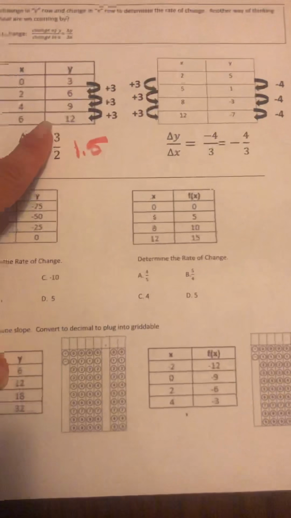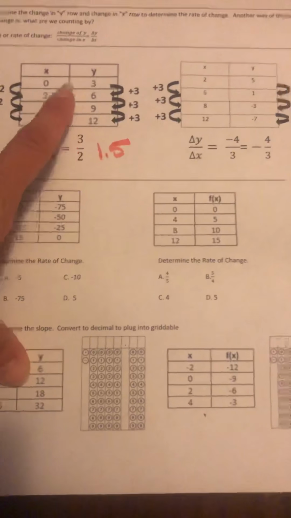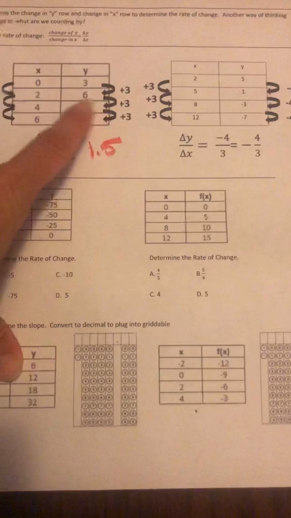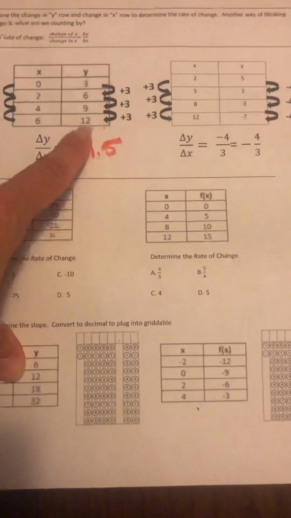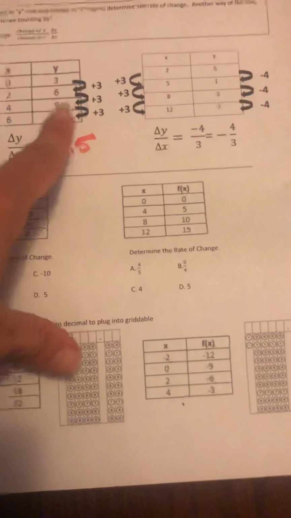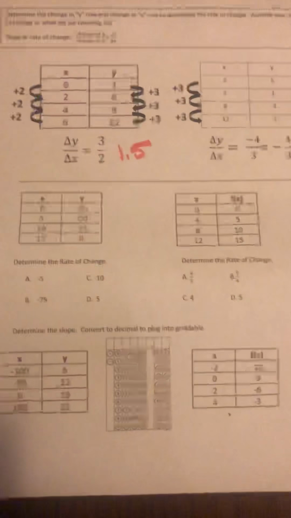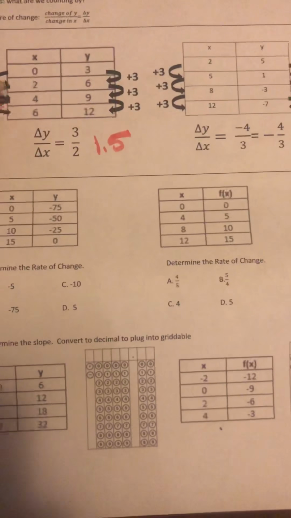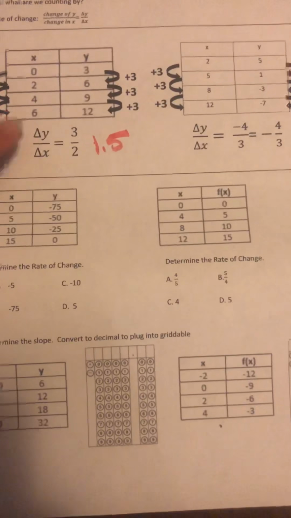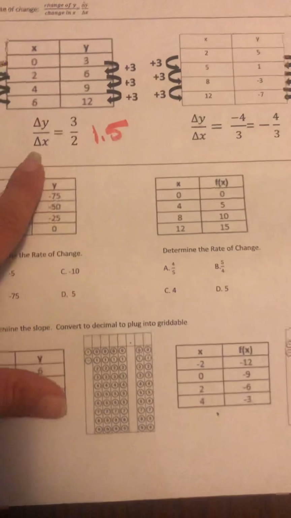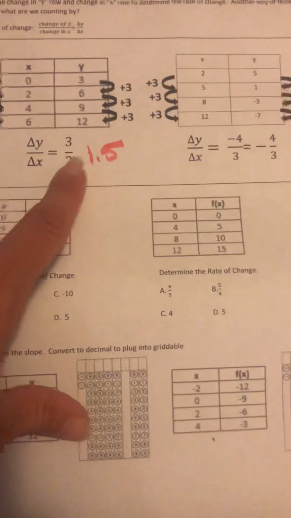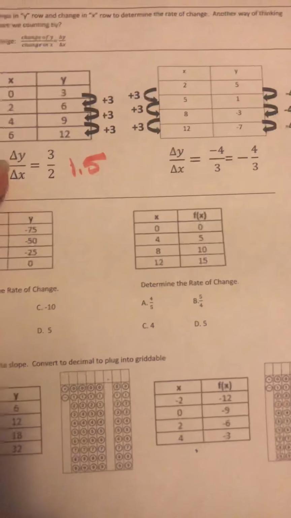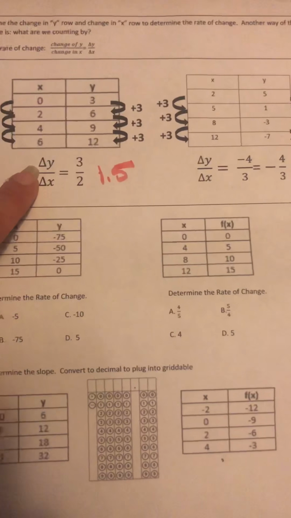So if you see here in this first example, 3 plus 3 is 6, 6 plus 3 is 9, 9 plus 3 is 12. Therefore, our change in y is positive 3. In the x column, 0 plus 2 is 2, 2 plus 2 is 4, and 4 plus 2 is 6. So therefore, our change in x is positive 2. These little triangles basically are just delta signs, which means change.